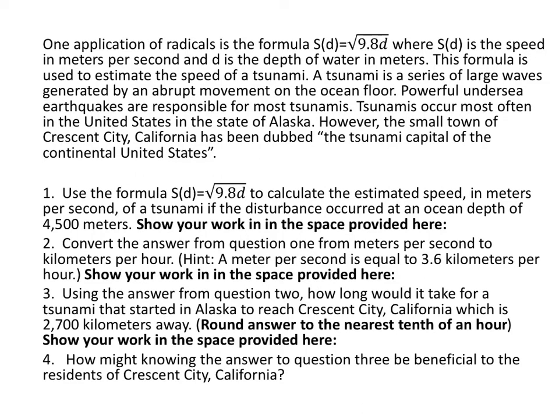But one application of radicals is the formula S of D equals the square root of 9.8 D, where S of D is the speed in meters per second and D is the depth of water in meters. This formula is used to estimate the speed of a tsunami. A tsunami is a series of large waves generated by an abrupt movement on the ocean floor. Powerful undersea earthquakes are responsible for most tsunamis.